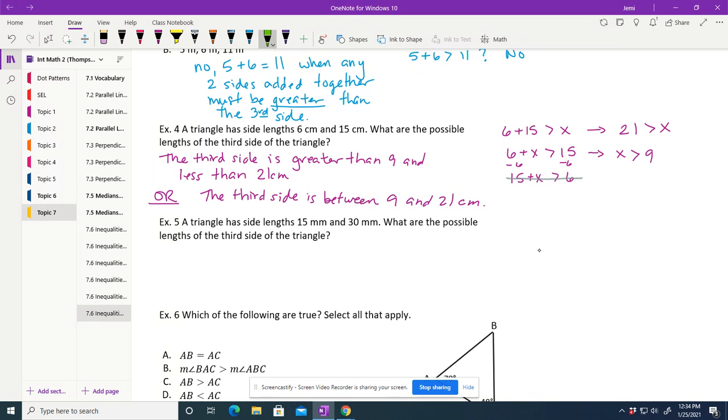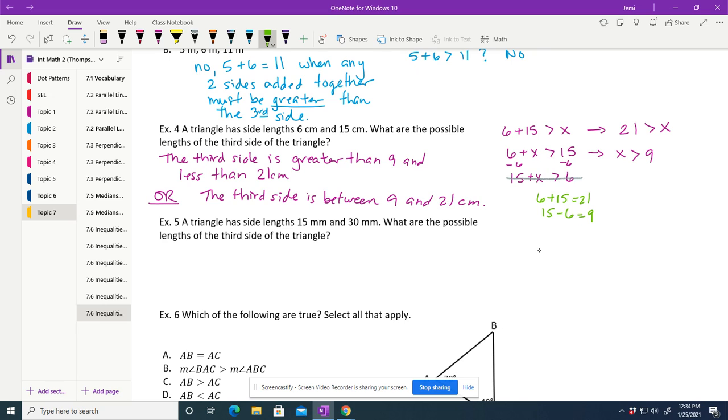The 9 and the 21 just come from adding these two numbers and subtracting these two numbers. So if I do 6 plus 15, I get 21, and if I do 15 minus 6, I get 9. All right? That's what two numbers it's going to fall in between. So pause this and look at example 5.